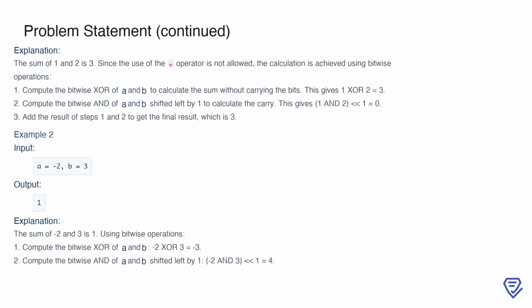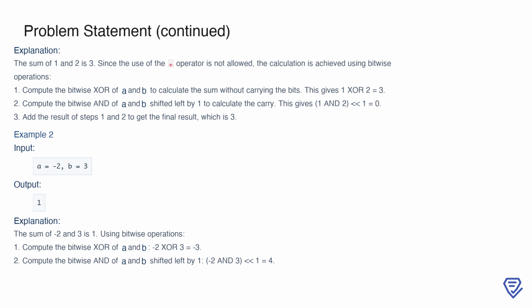Now, let's look at how we achieve this sum using bitwise operations. First, we calculate the bitwise XOR of a and b. This operation gives us the sum without accounting for the carry. For instance, 1 XOR 2 equals 3. Next, we calculate the carry by performing a bitwise AND of a and b and then left shifting the result by 1. In this example, 1 AND 2, left shifted by 1 gives 0, since there are no bits to carry over. Finally, we add the results of these two steps to get the final sum, which is 3.